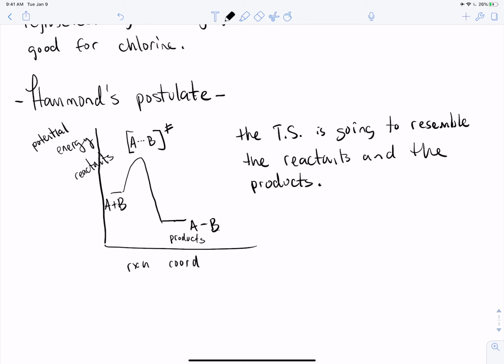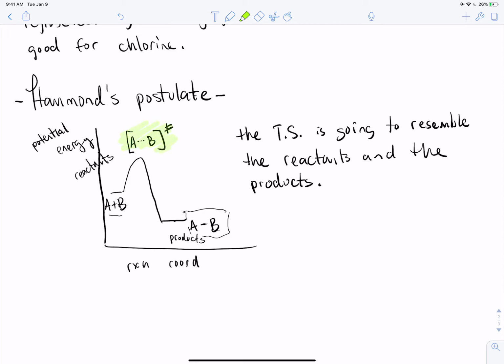Okay, that's not exactly what Hammond's postulate is, but let's just use that as our starting point. We know that if you're taking A and B and forming a bond between them, initially there's no bond, and at the end there is a bond, then in between you're going to have a partial bond formed. And that's really what we're trying to show up here with this transition state.